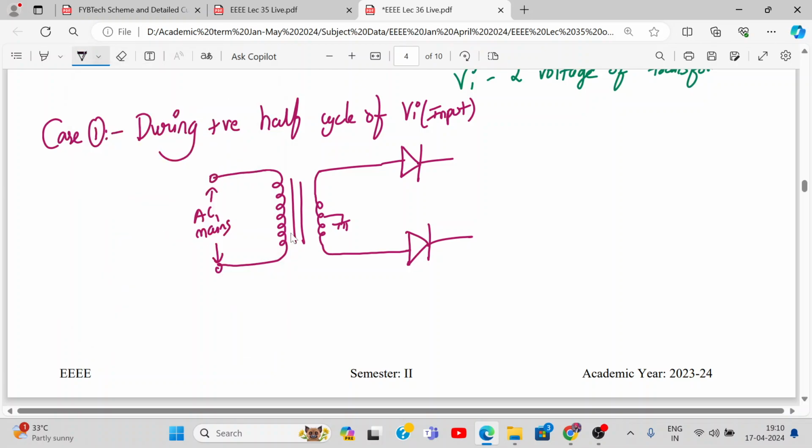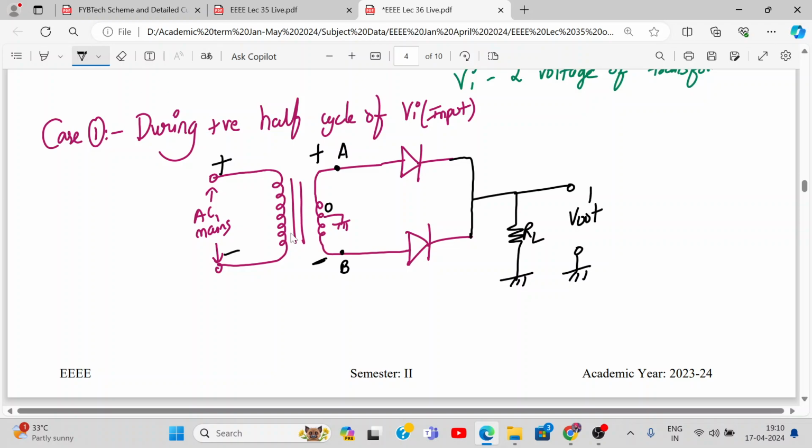Okay, this is positive half cycle, means this is plus, this is minus. This is A, this is B. This is plus, this is minus. Okay, this is ground. So tell me which diode is on, which diode is off. And let me complete the circuit. This is RL and this is V out. So tell me which diode number.